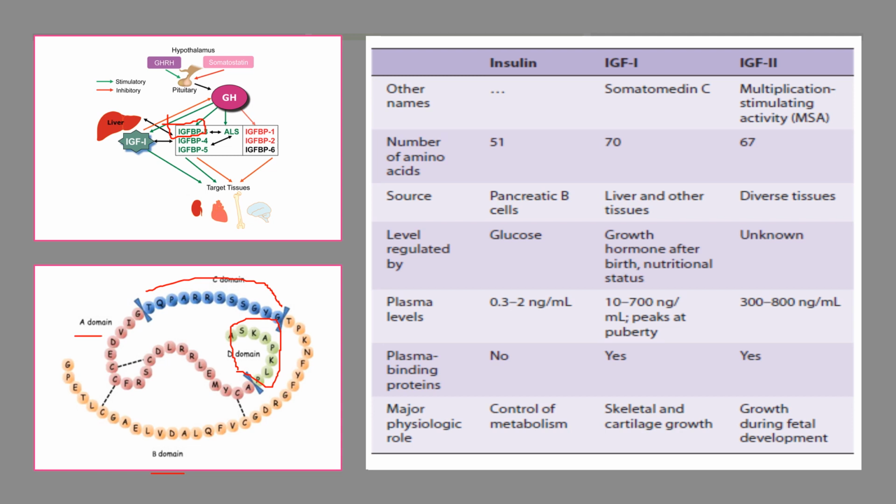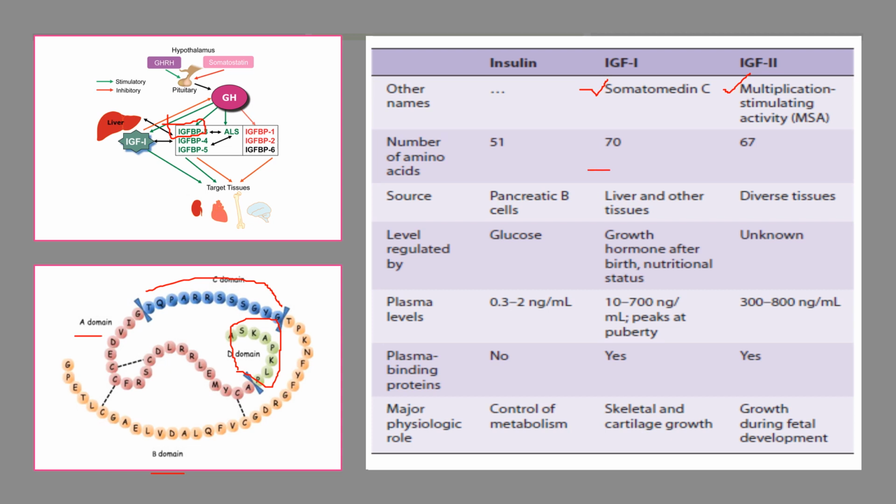Now IGF-1 receptor, when it binds with the target tissue, is very similar to insulin receptor and probably uses similar or identical intracellular signaling pathways. Now here is the comparison between the insulin and the insulin-like growth factor 1 and growth factor 2. So we can see that the insulin-like growth factor 1 is also known as the somatomedin C, and IGF-2 is known as multiplication stimulating activity, MSA.